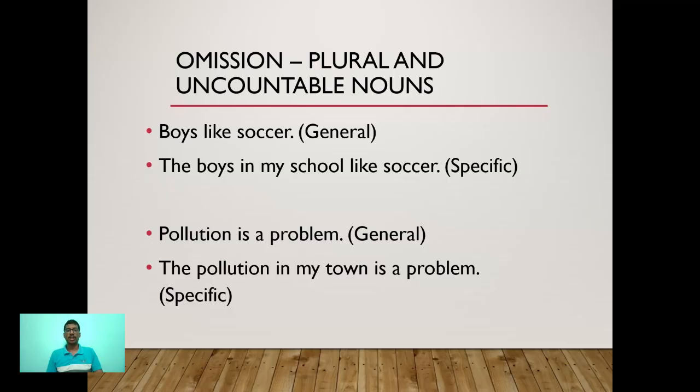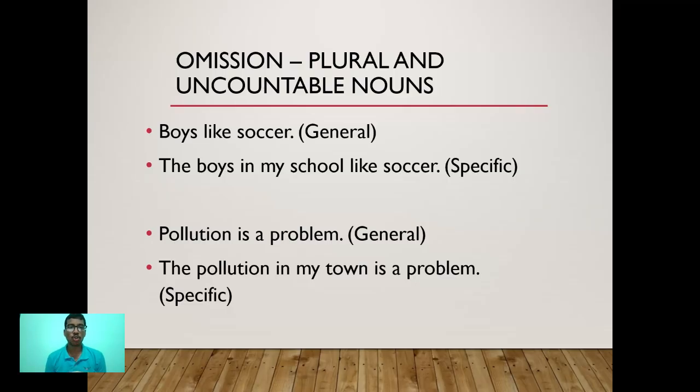Pollution is a problem. Of course, everywhere pollution is a problem, but we are not particularizing about one particular place or one particular area's pollution. So in general, if we use pollution, we need not use the article. But when we are very particular or specific, that is, the pollution in my town is a problem, we use the article there.